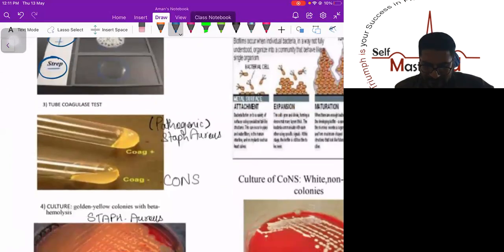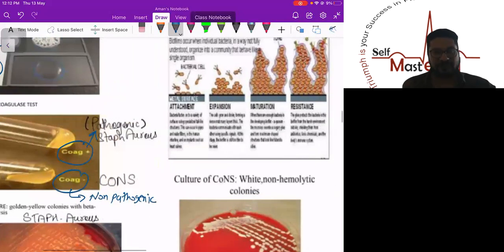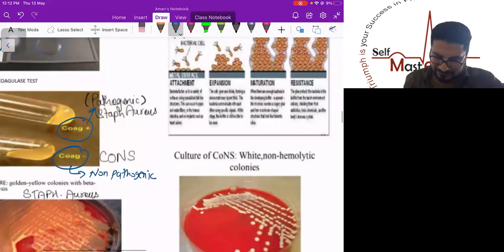The next test is the coagulase test. The coagulase test is done to differentiate different species of Staphylococcus. There are coagulase positive Staphylococcus and coagulase negative Staphylococcus. We consider coagulase positive Staphylococcus as pathogenic and coagulase negative as non-pathogenic. But non-pathogenic does not mean they will not cause any disease. Sometimes they can also cause disease.